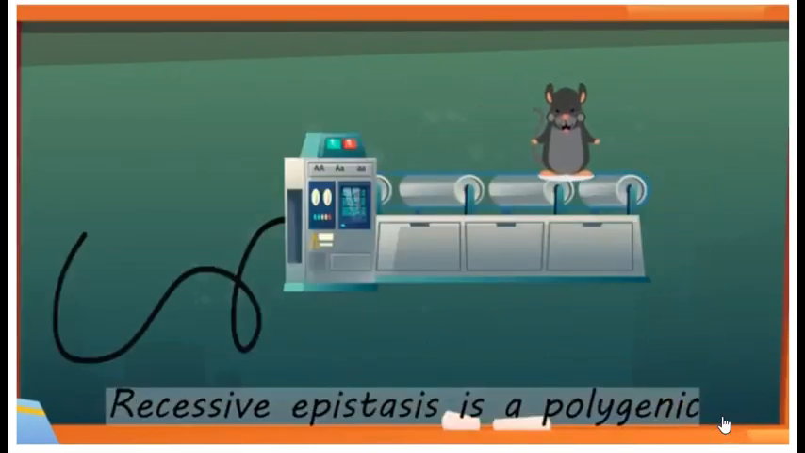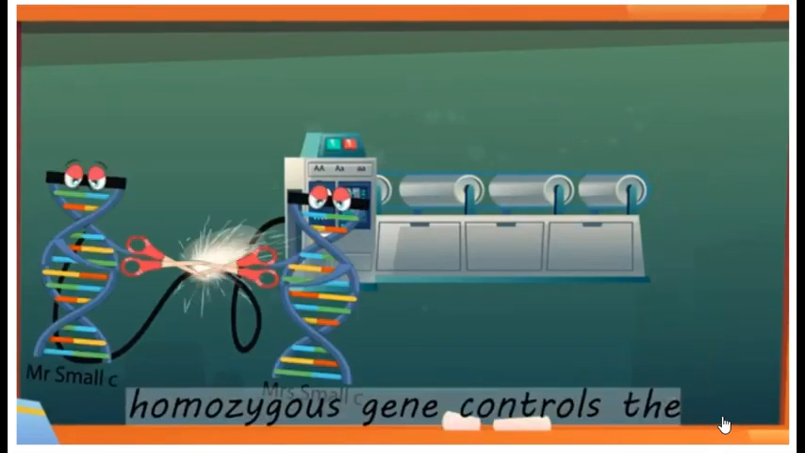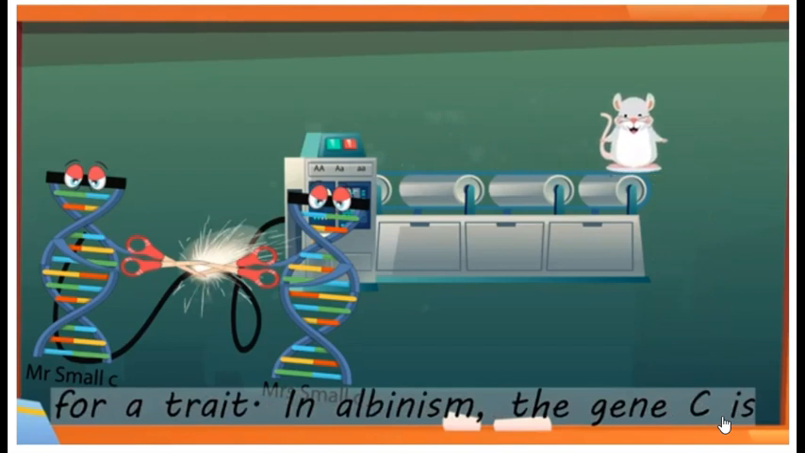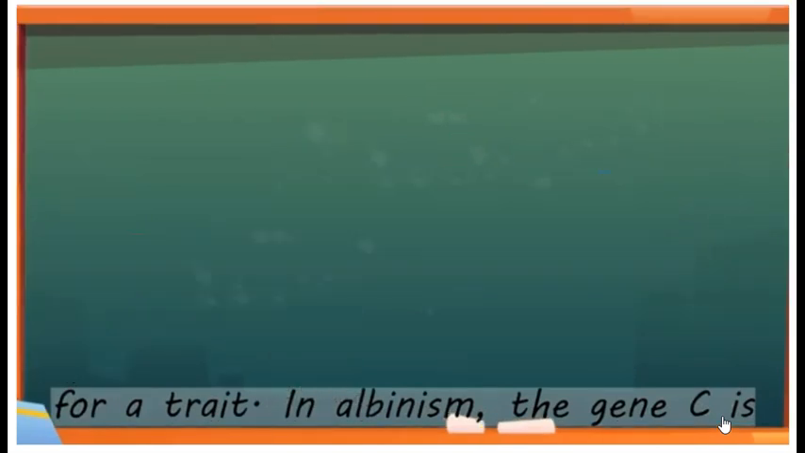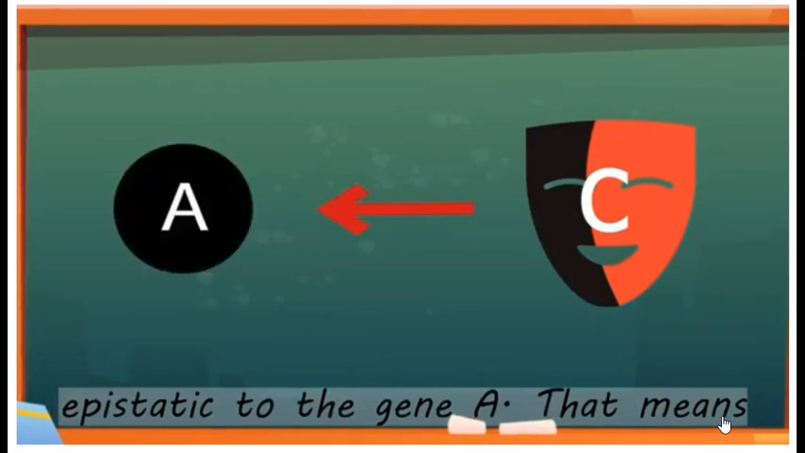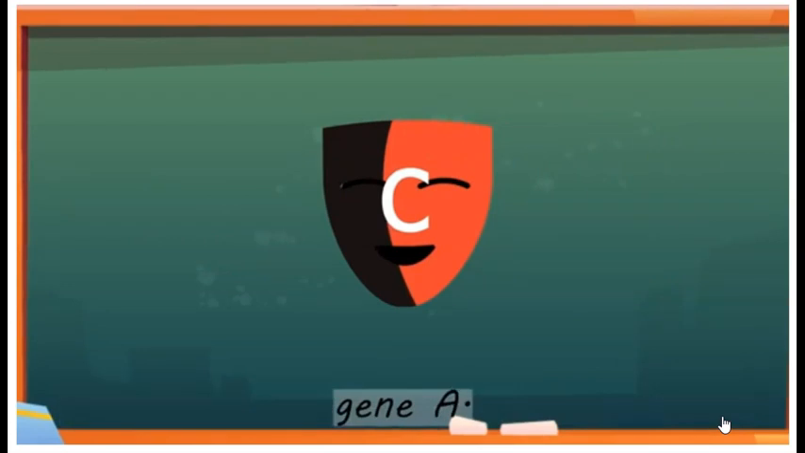Recessive epistasis is a polygenic interaction where a recessive homozygous gene controls the phenotype of another gene responsible for a trait. In albinism, the gene C is epistatic to the gene A. That means the gene C masks the effect of the gene A.